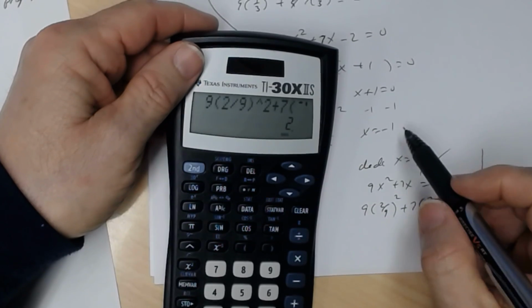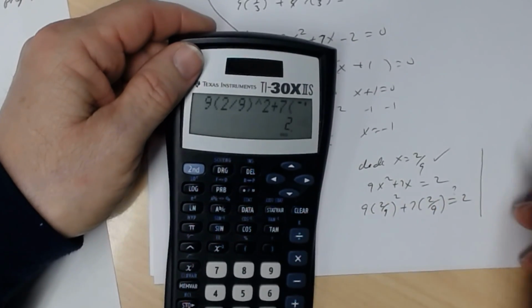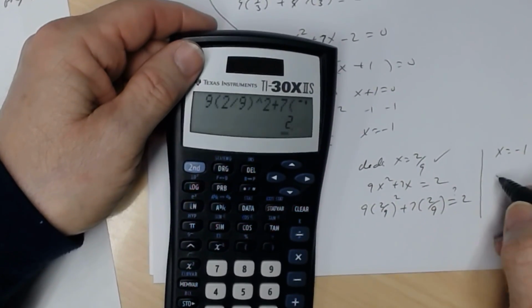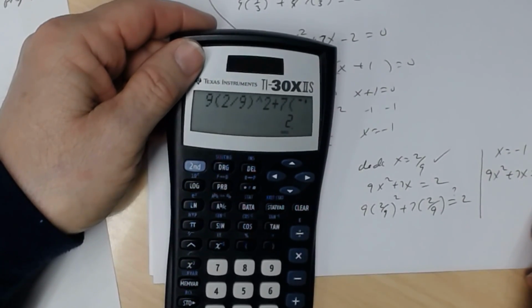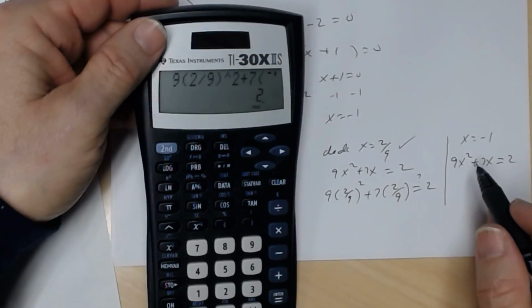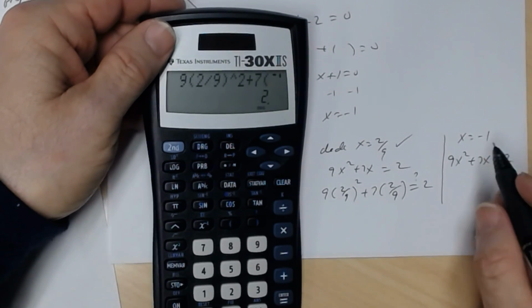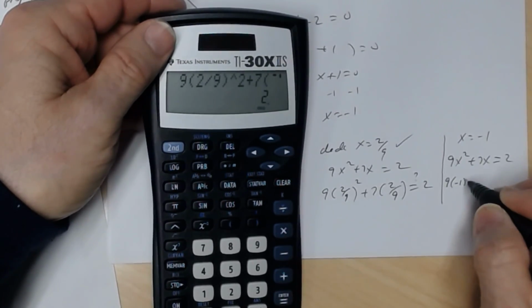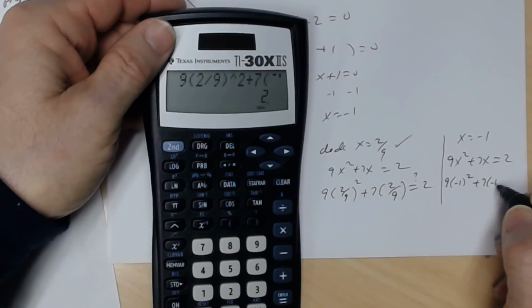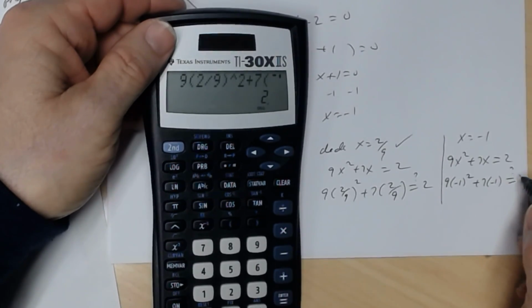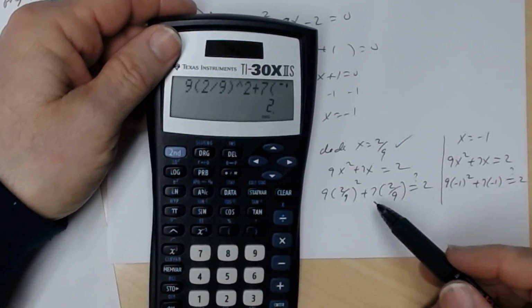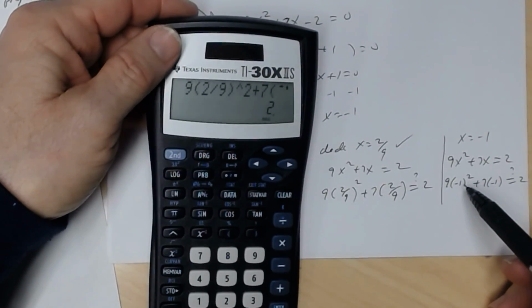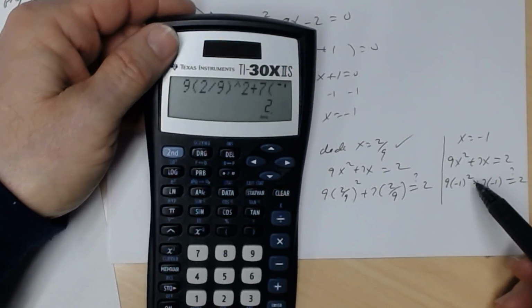Now you can check x equals negative 1 if you want to. Go back to the original: 9x squared plus 7x equals 2. Wherever you see the variable x, you can substitute negative 1. So you get 9 times negative 1 squared plus 7 times negative 1. And I want to see if that's going to equal 2. Now I'm not going to use a calculator here because I'm not dealing with a fraction, so I'll do it without the calculator.